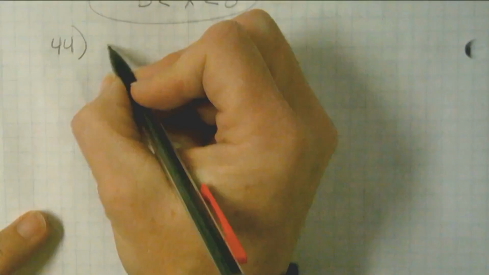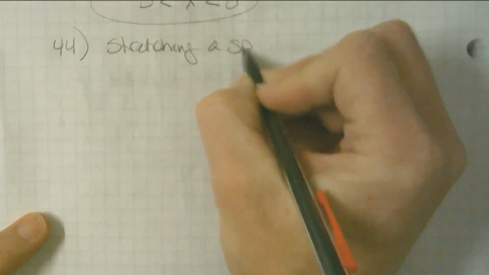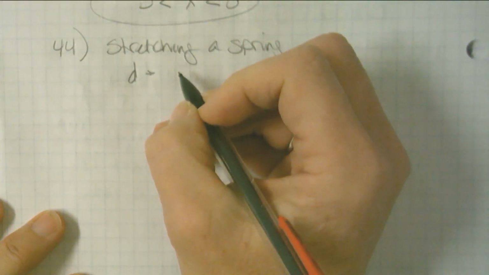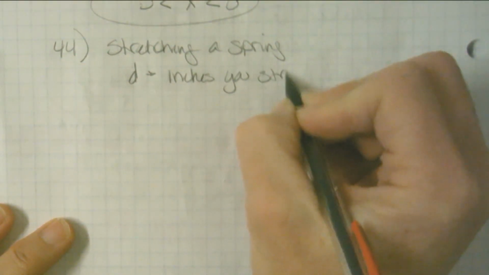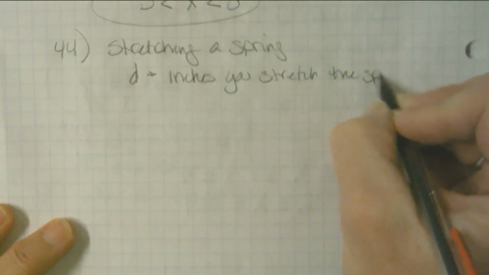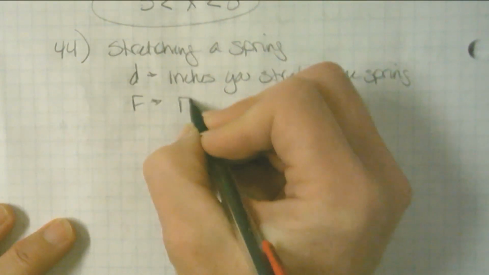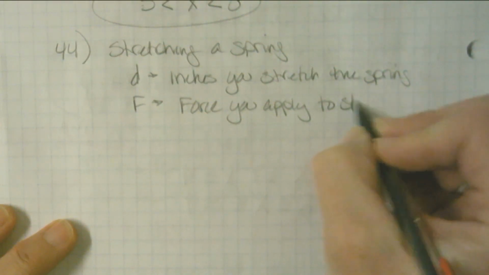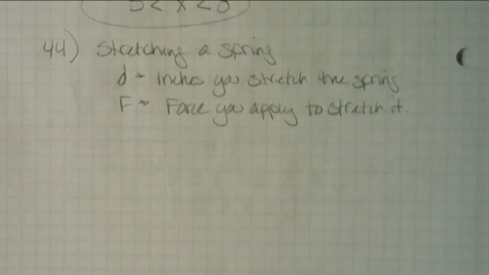All right, so they're telling us that we're stretching a spring. d is going to represent the number of inches you stretch the spring. Right? And then they tell us that F is the force you apply to stretch it. I cannot impress on you enough the importance of understanding what the variables stand for in these equations, these formulas.